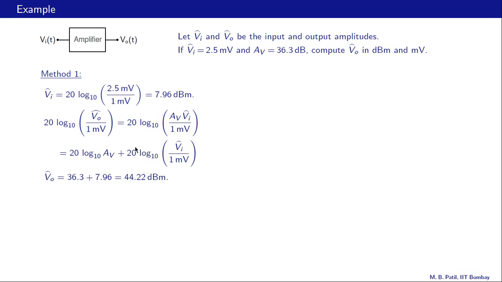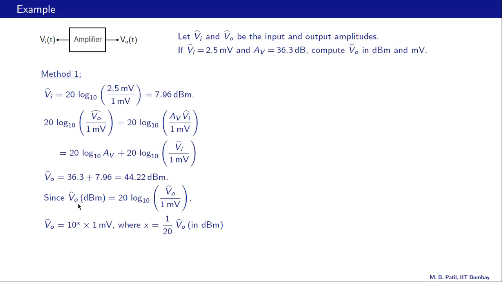And therefore, we can calculate Vo cap now. This number would be Vo cap in dBm. We already have this number given to us, 36.3 dB. This we have computed, that is Vi cap in dBm. So 36.3 plus 7.96, that is 44.22 dBm. So that is Vo cap in the unit of dBm. Now we want to get it in millivolts.